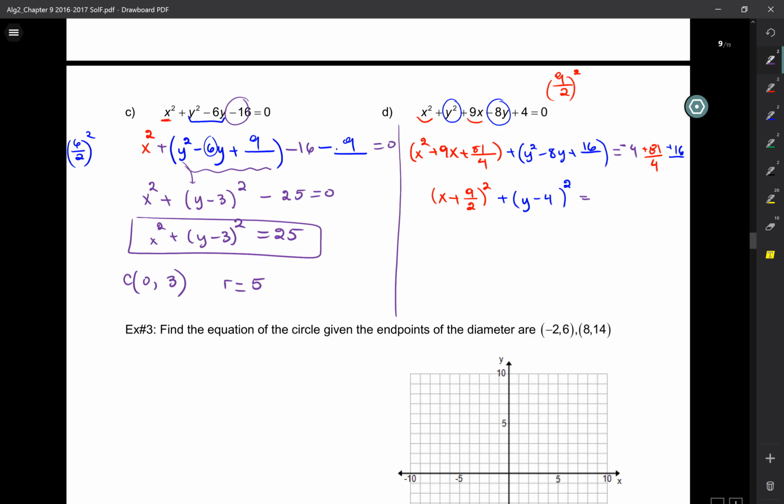Equals, look what I have here. I have the negative 4 plus the 16 gives me 12. Is that right? 12 plus 81 over 4. Here's how I do my loop. 4 times 12, 48, plus 81 is what? 129 over 4. Wait, can you repeat that? Yeah.